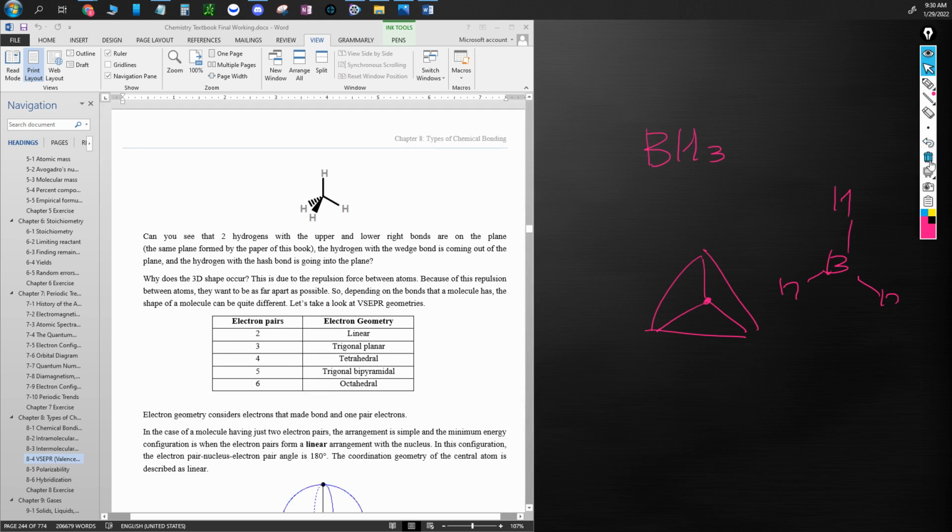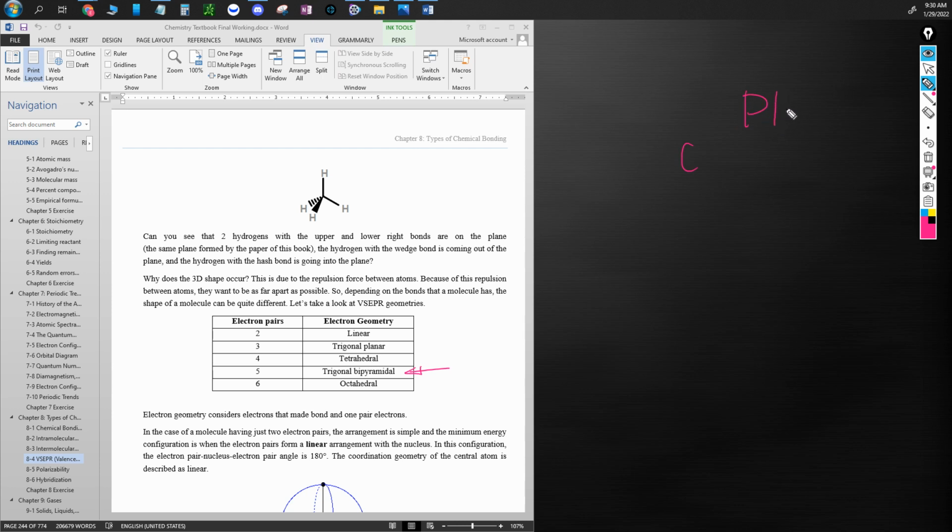From now on, it's all about connecting more lines. In terms of trigonal bipyramidal, it's going to be PCl5. Phosphorus in the middle, chlorine all the way around. And chlorine has 7 valence electrons if you look at the periodic table.